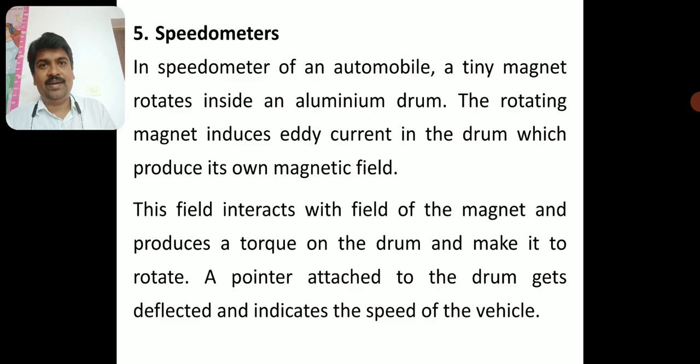What is actually happening is the torque is produced because of the interaction of the fields. One field is produced by the eddy current, another field is the tiny magnet's field. Because of the interaction of the two fields, a torque is produced which makes the drum rotate, and a pointer attached to it will also get rotated and deflected, and this pointer will indicate the speed of the vehicle.